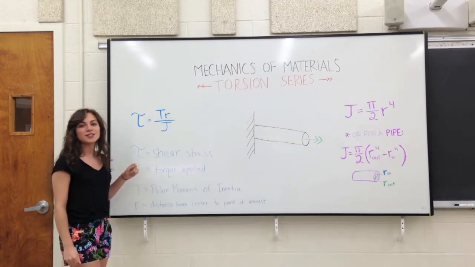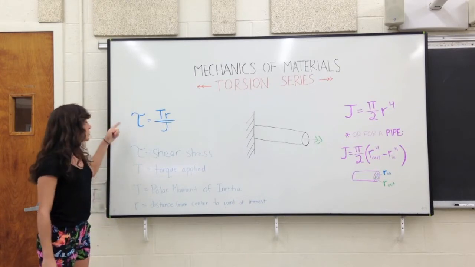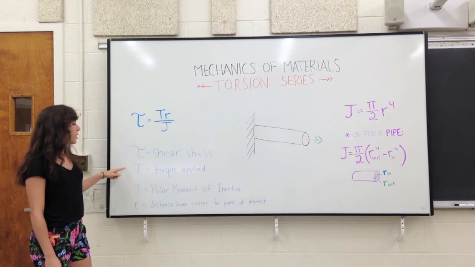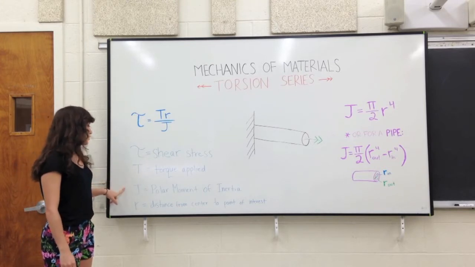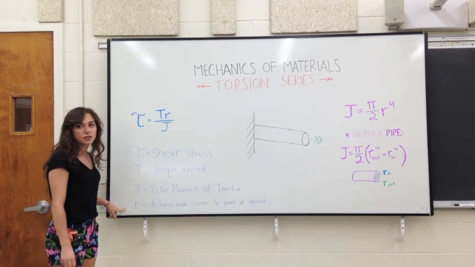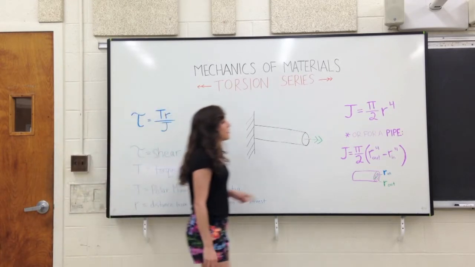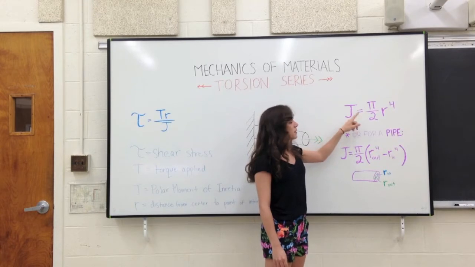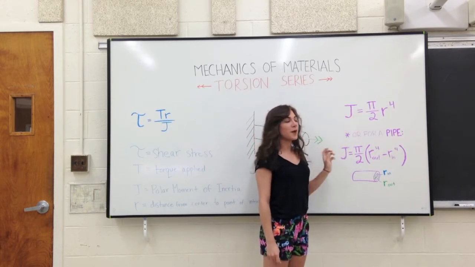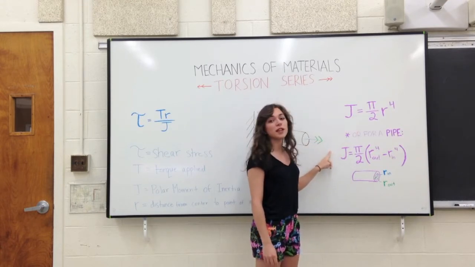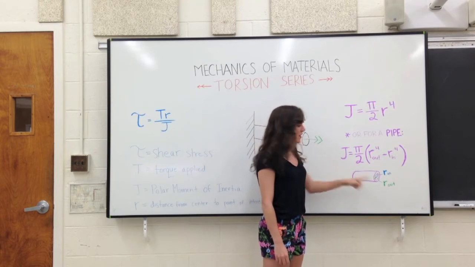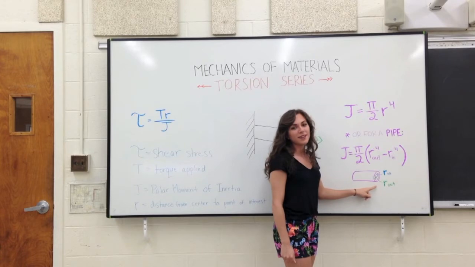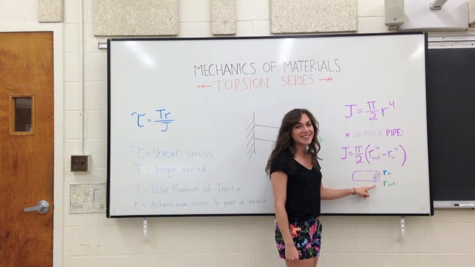Torque is used to determine the shear stress, and the following formula is used, where tau equals the shear stress, T equals the torque applied, J is the polar moment of inertia, and R is the distance from the center to the point of interest. We use this formula to find J, pi over 2 times R to the fourth. For a pipe, we need to take into consideration both the inner and outer radii, where in this diagram, the blue is the inner radius and the green is the outer.